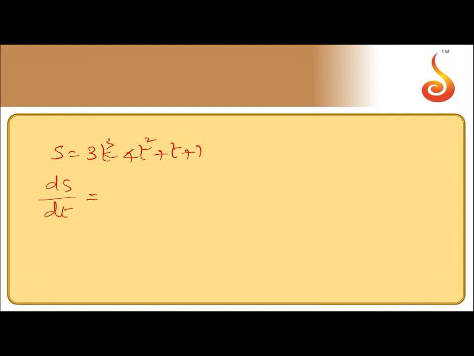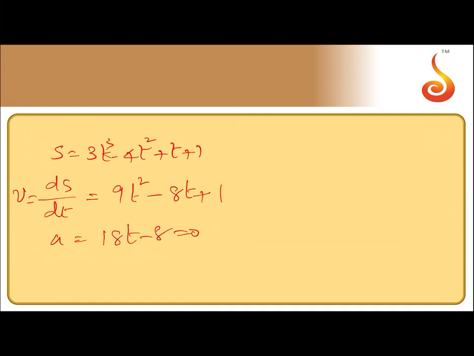So ds by dt is called the velocity. You'll be getting 9t square minus 8t plus 1, and the acceleration is again the derivative, 18t minus 8, which is equal to 0.